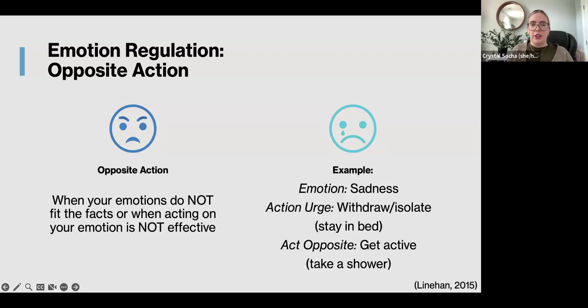So it is a way to change that difficult emotion when that emotion is not effective. And we want to reduce that intense feeling related to that unwanted emotion when it does not fit the facts. So staying in bed, being sad about not being invited to something for the rest of your life may not be an emotion that fits those facts.